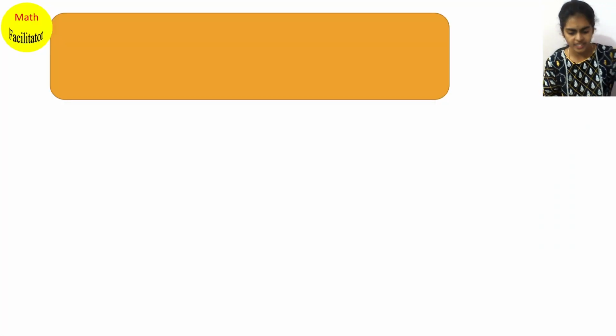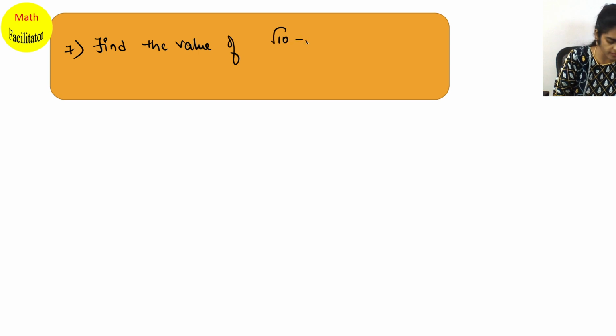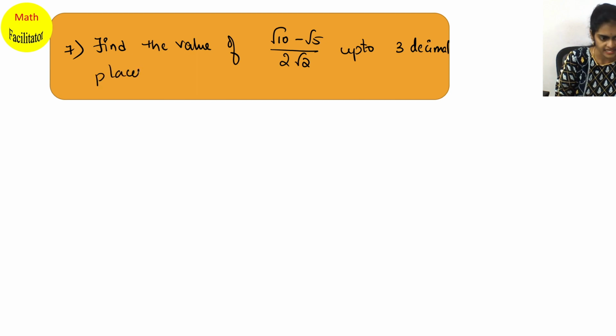Chalo, let's move on to the next question now. So now question number 7. Find the value of root 10 minus root 5 divided by 2 root 2 up to 3 decimal places. So you need to find this value up to 3 decimal places. Okay, and root 2 value is given as 1.414.